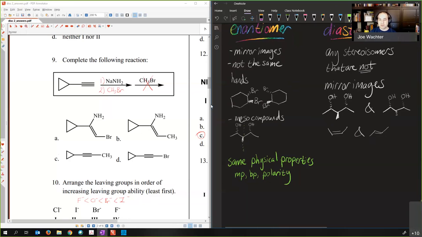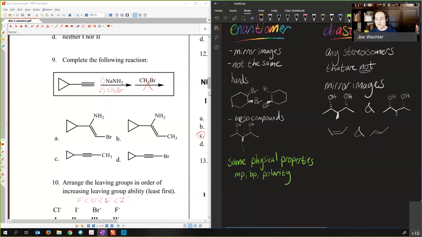So that's why a racemic mixture, a mixture of two enantiomers, is considered achiral. You've got a mixture of both of them, and they're going to behave the same in pretty much any solution. The only way they differ is an interaction with other chiral things.